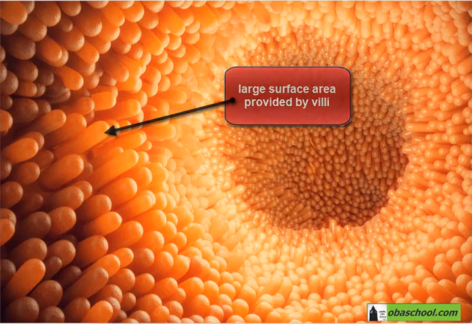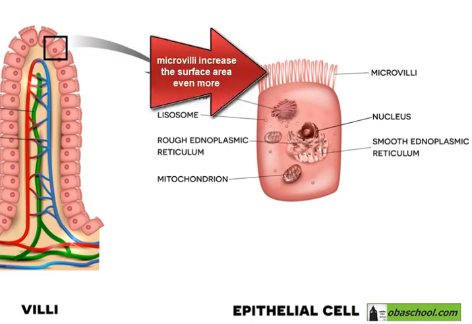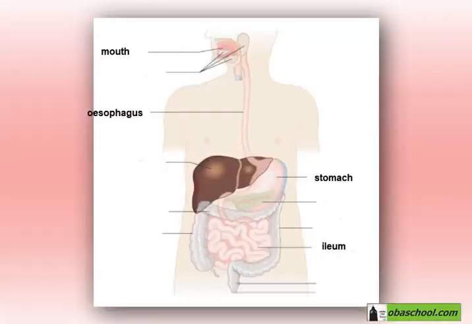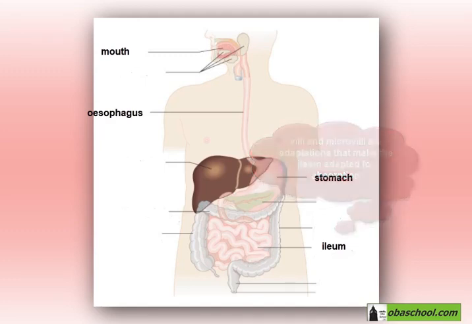Even the villi have millions of tiny small projections to further increase the surface area. These projections are called microvilli, and they are found on the epithelial cells of each villus. So we have microvilli found on the epithelial cells that make the villus, and the villi make the inner walls of the ileum. This is an important adaptation that allows the ileum to absorb the products of digestion efficiently. This makes the diffusion process as well as the transport processes very efficient.